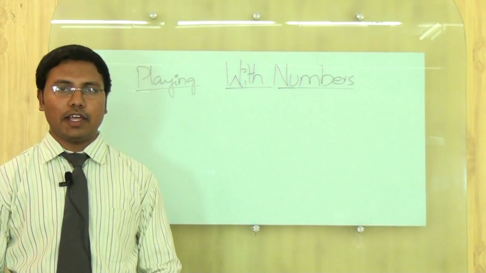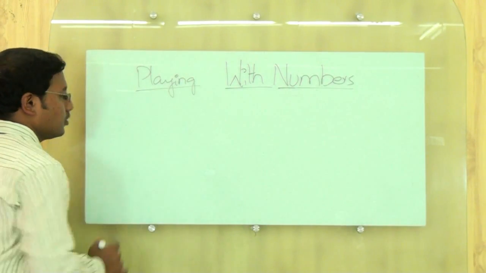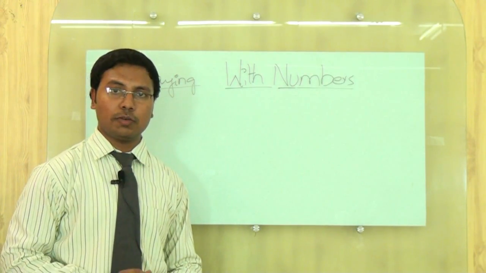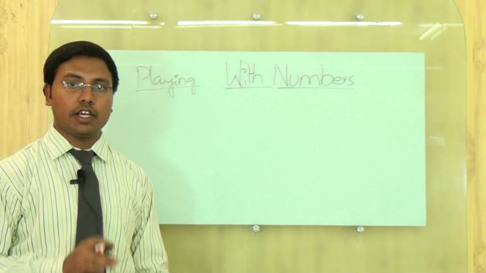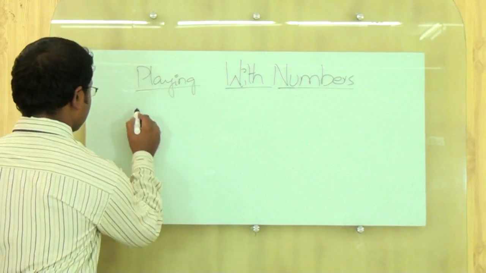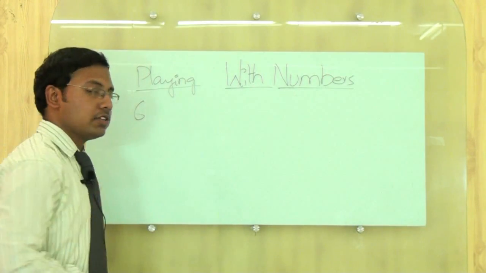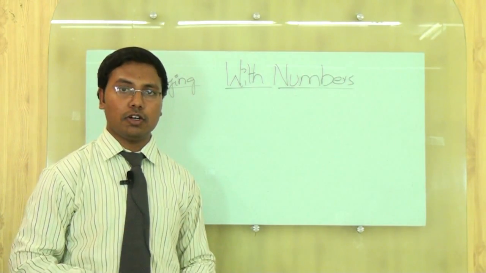Today our topic is playing with numbers. First, suppose Ram has been given 6 marbles and she is supposed to arrange these 6 marbles in such a way that each row consists of the same number of marbles. That is, 6 marbles are given to Ram and these 6 marbles are arranged in a proper way so that each row must contain the same number of marbles.